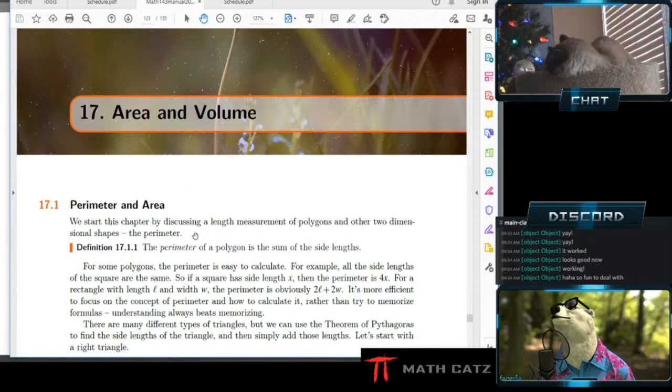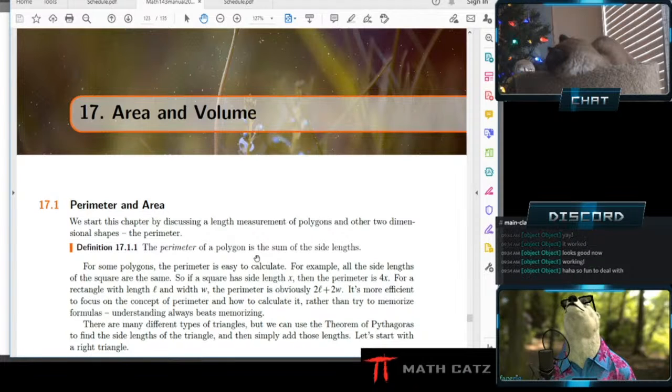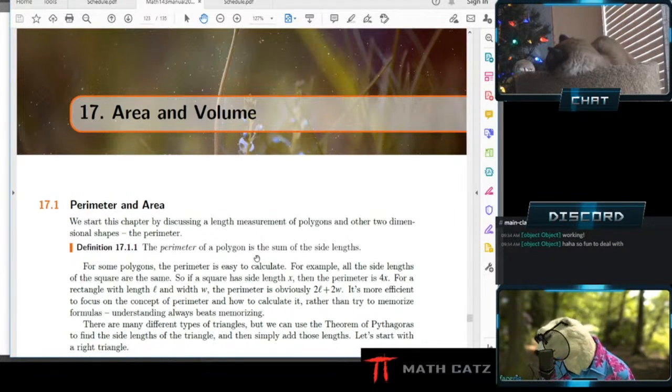When I have a shape, maybe a nice polygon, maybe a not so nice polygon, the perimeter is simply the sum of all the side lengths all the way around. In the case of a circle, we call it the circumference. I guess you could call it the circumference, but people tend to use the word perimeter for a shape that has line segments.